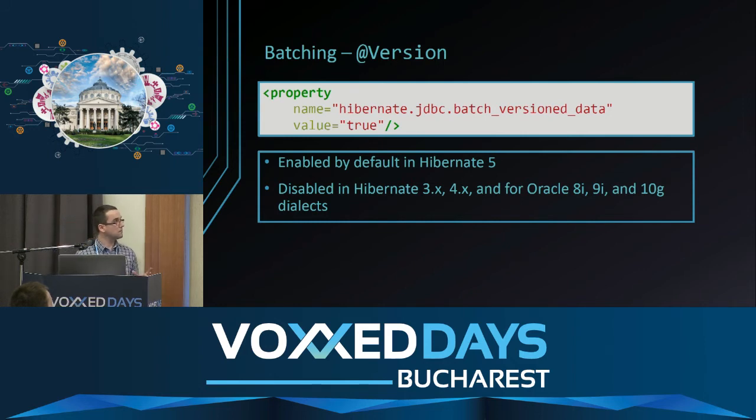Many years ago, if you were using optimistic locking and batching, they did not work very nicely together, because the driver could not tell the exact update count when you're using batching. For that particular reason, the optimistic locking mechanism would complain that something wrong was happening, which sometimes was not even the case. So by default, in Hibernate 5, they are enabled now.